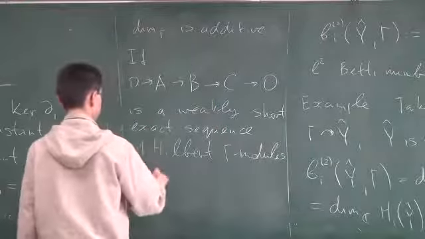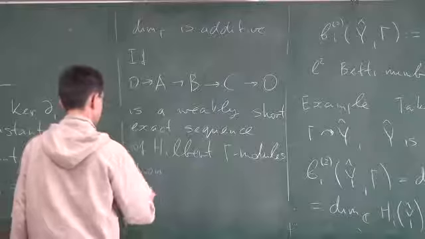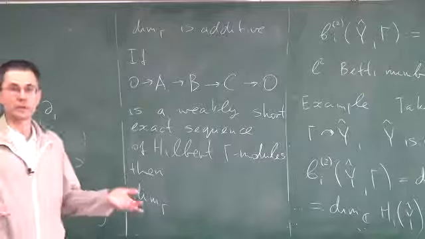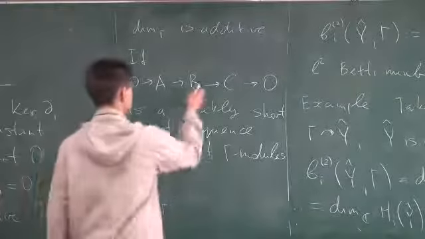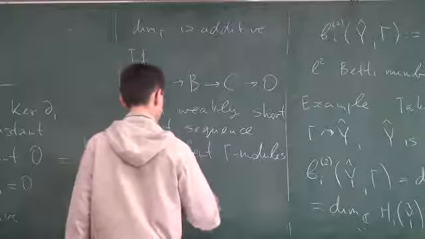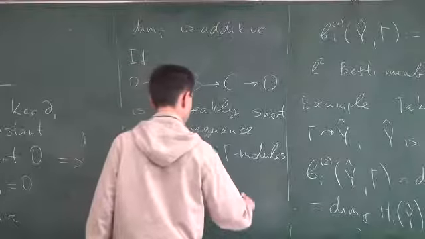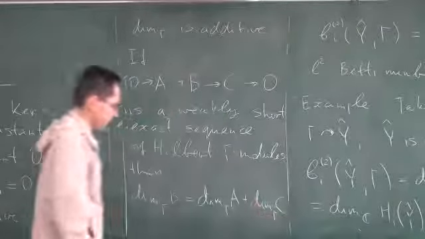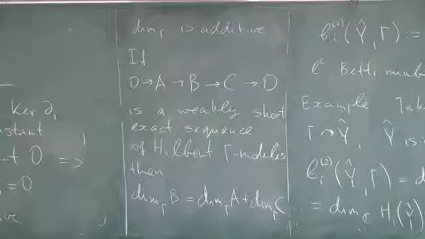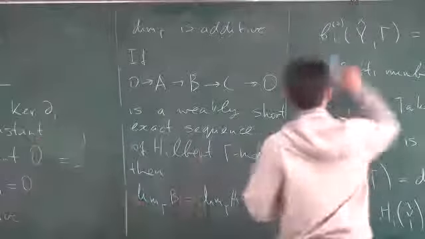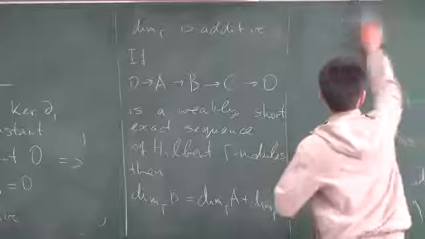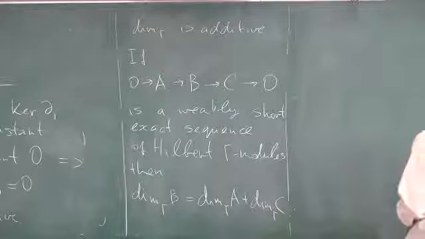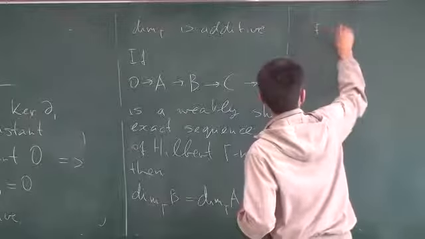Then the dimension over gamma behaves in the same way as the dimension of finite dimensional vector spaces. So the dimension of the middle term is the same as the dimension of A plus the dimension of C. This requires some proof. In general, it requires some work to establish this, but you might do it as an exercise.